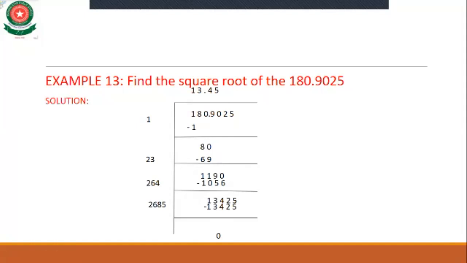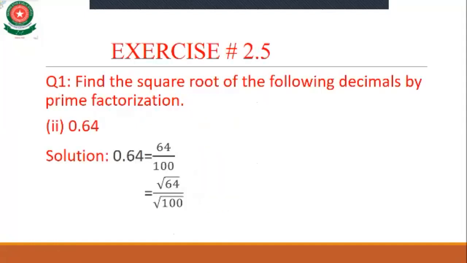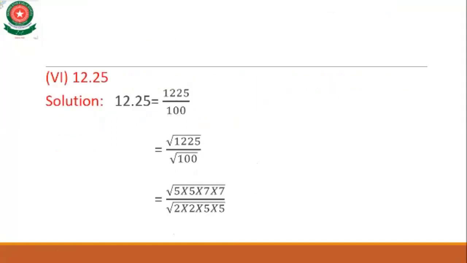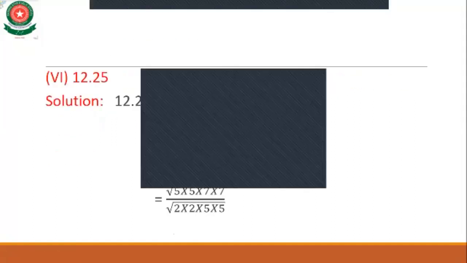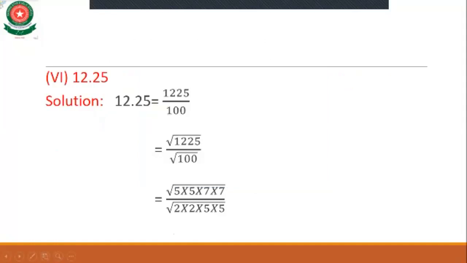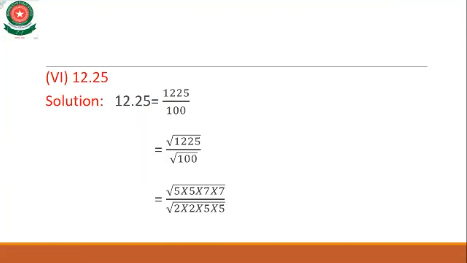So similarly, the exercise 2.5 question 1 part 2 and also part 6 we will solve by the prime factorization method. We will find the square root of the decimal number by the prime factorization method. We will discuss two methods in this: find the square root of the decimal by prime factorization method and also find the square root of the decimal by the division method.